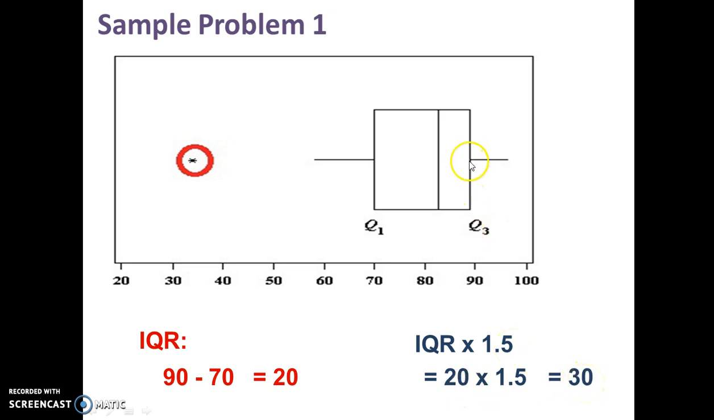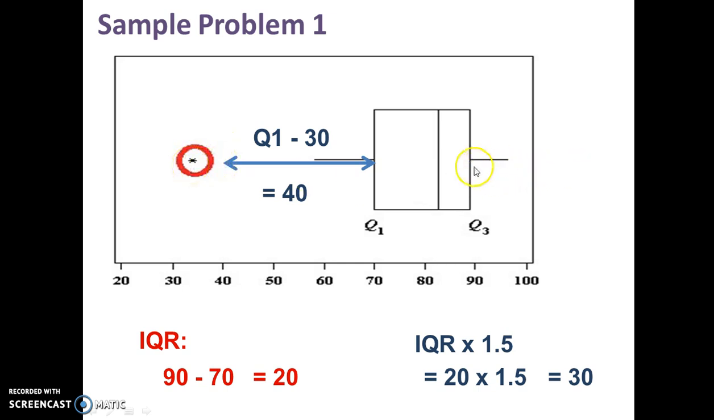So that means if we go 30 in this direction, beyond Q3, and 30 in this direction below Q1, anything 30 beyond in each direction is an outlier. So Q1 is 70, and if we do 30 back from Q1, then we get 40. That means anything beyond 40 this way, like this one here, is an outlier. But anything 40 and above would be okay, it would be part of our data set. So again, 40 is our limit there. So that's why that is an outlier.